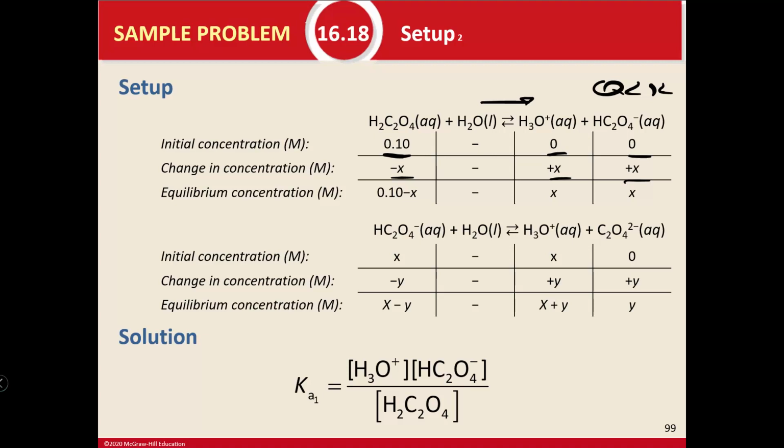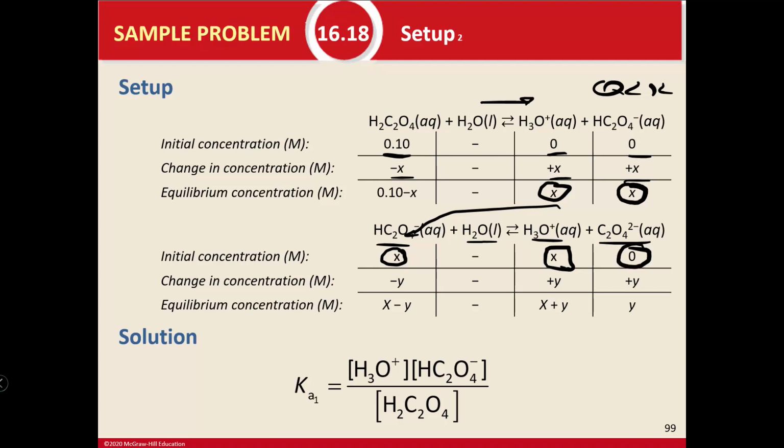Then we're going to do a second ice table. We take the hydrogen oxalate ion, add it to water. We get the hydronium ion plus the oxalate ion. Now, we don't know what this is yet, but we know that we can solve the first one. We can get X, then we can plug that into this, and then we're going to form X amount of this to combine with X amount of this. That's why it stays X, and this is 0.